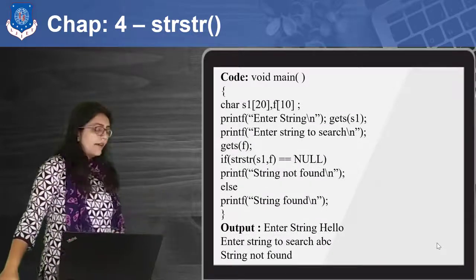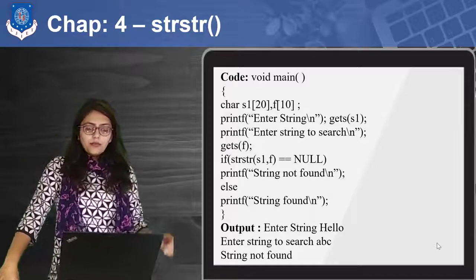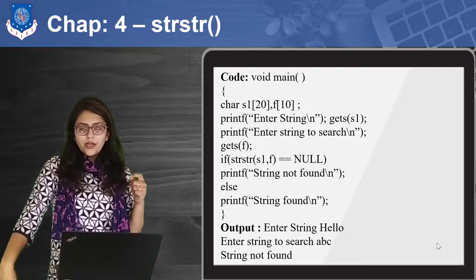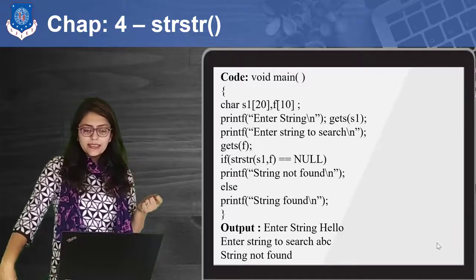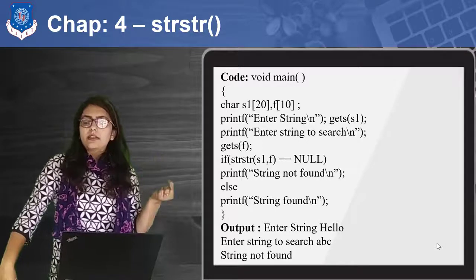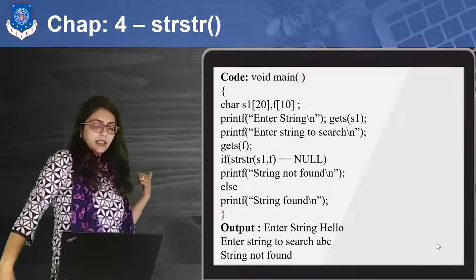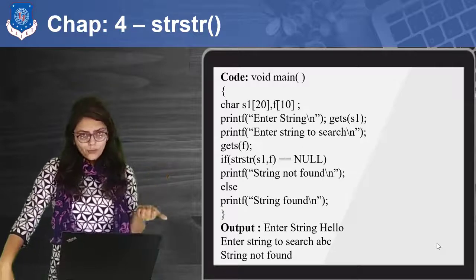Here is the code where I have taken the first string as hello and the second string as ABC. ABC is not present inside hello, that's why it is giving me the output as string not found.